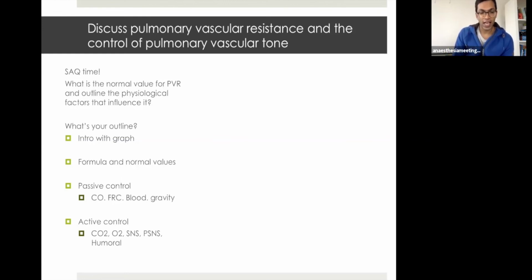Yeah. And then there's the active control stuff. So any active control of your radius, and I think of CO2, O2, sympathetic nervous system, parasympathetic nervous system, humoral, and potentially drugs as well. And so that's my format to try and cover as much as I can. But everyone will have a slightly different format to allow them to remember it, and this just seems to work for me. But I like the fact that you put the graphs there and knew how to talk about those. I think that's all very good.